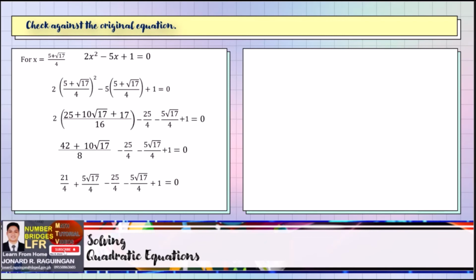minus 5 square root of 17 all over 4, plus 1 is equal to 0. Simplify it further, we can subtract 5 square root of 17 all over 4 minus 5 square root of 17 all over 4, because they are similar, that is equal to 0. Then simplify 21 all over 4 minus 25 all over 4 is negative 4 all over 4. That is equal to negative 1. Plus 1 is 0, is equal to 0. The left side and the right side of the given equation are equal. Then we have a true equation.